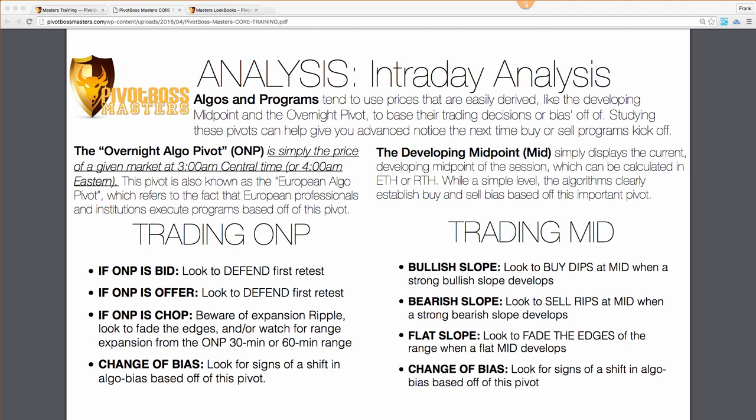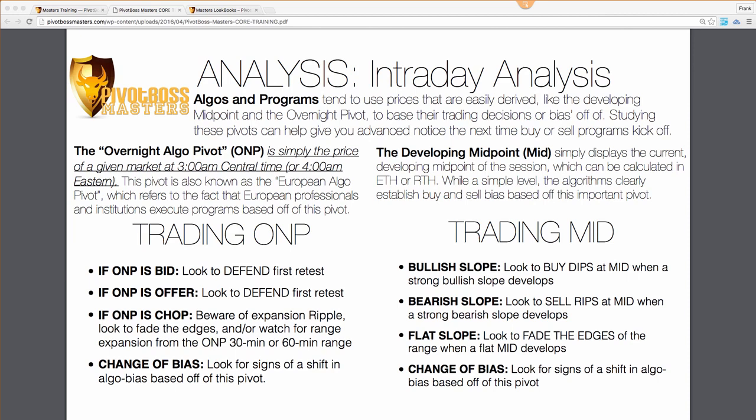And so by studying these pivots, you can basically get advance notice the next time these buy or sell programs are going to kick off, which is going to spark the next major momentum move once those stops are triggered. And so that's the idea, is being able to use some of these levels to ID, first of all, when the programs are engaging them, and then number two, once you understand that they're engaging these levels, how do you ride alongside those programs and ride the coattails of momentum that they bring?